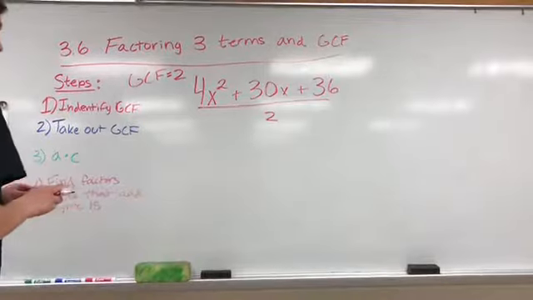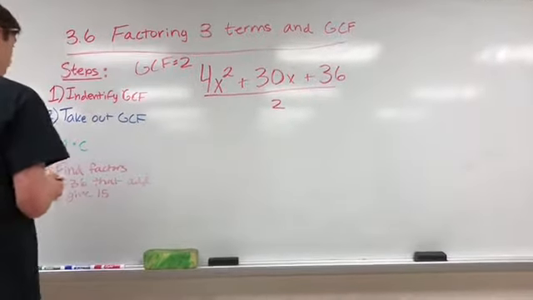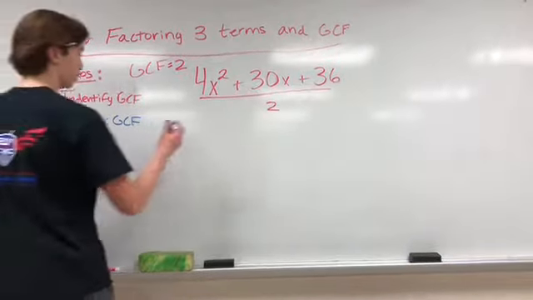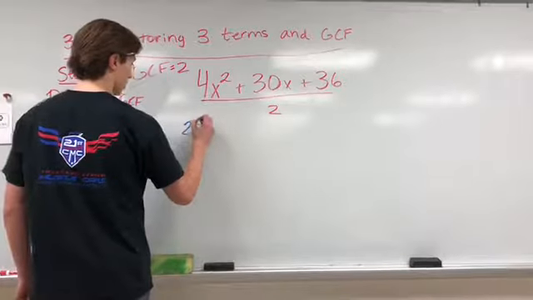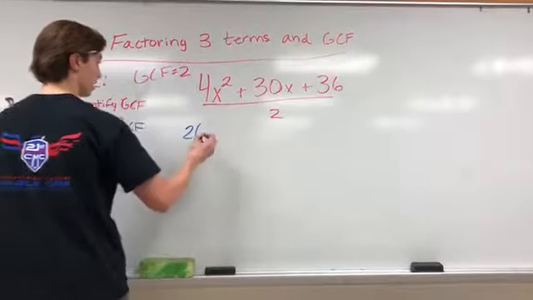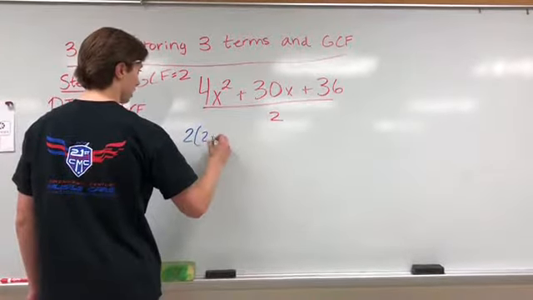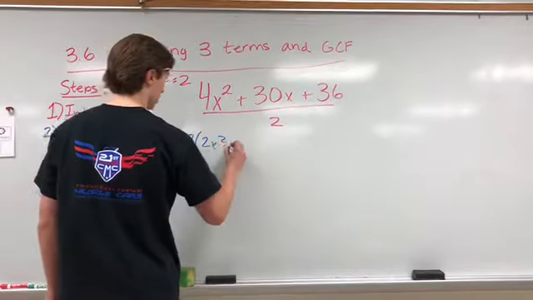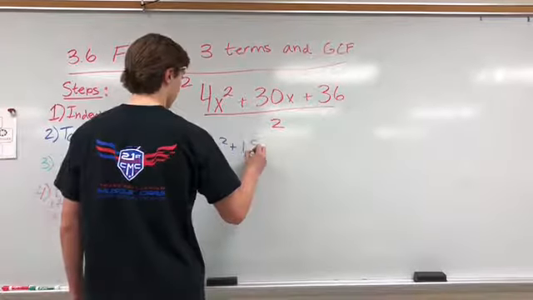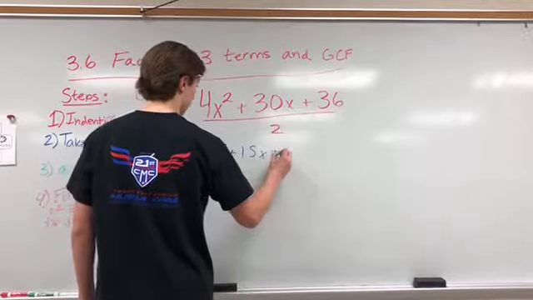So, since we have that, we need to take out our GCF. So our GCF is 2. So we want to divide it. So now it's going to be 2x squared plus 15x plus 18.